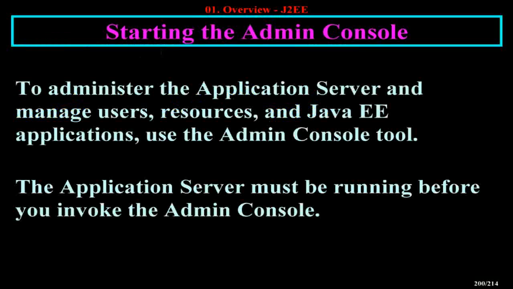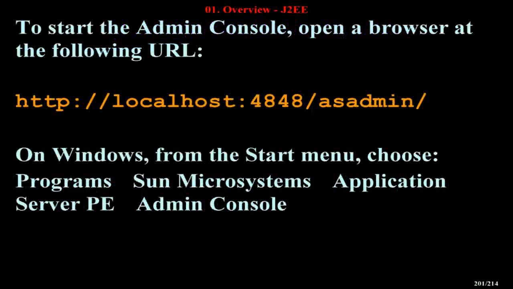Starting the admin console. To administer the application server and manage users, resources, and Java EE applications, use the admin console tool. The application server must be running before you invoke the admin console. To start the admin console, open a browser at the following URL: http://localhost:4848/asadmin. On Windows, from the Start menu, choose Program Sun Microsystems Application Server PE, Admin Console.